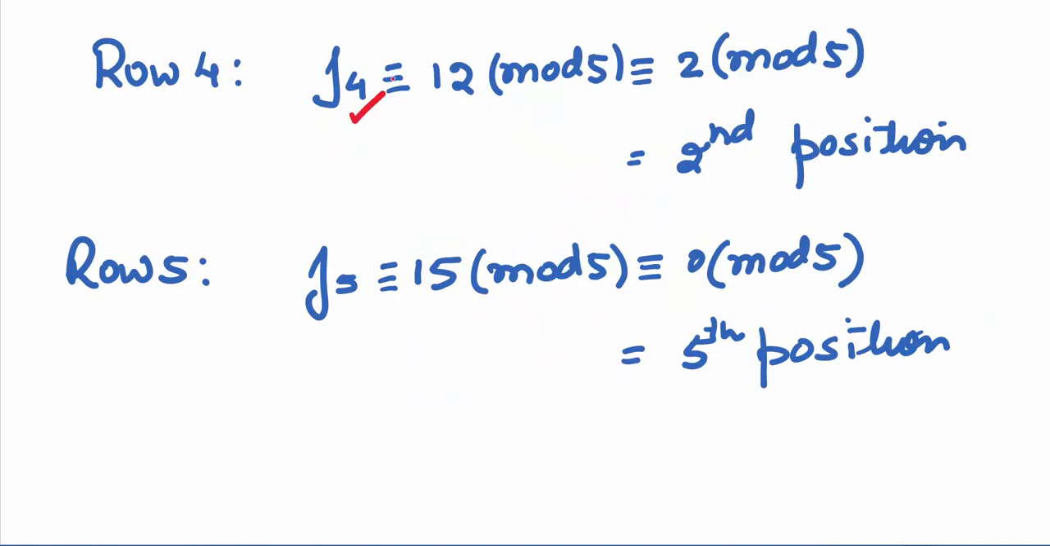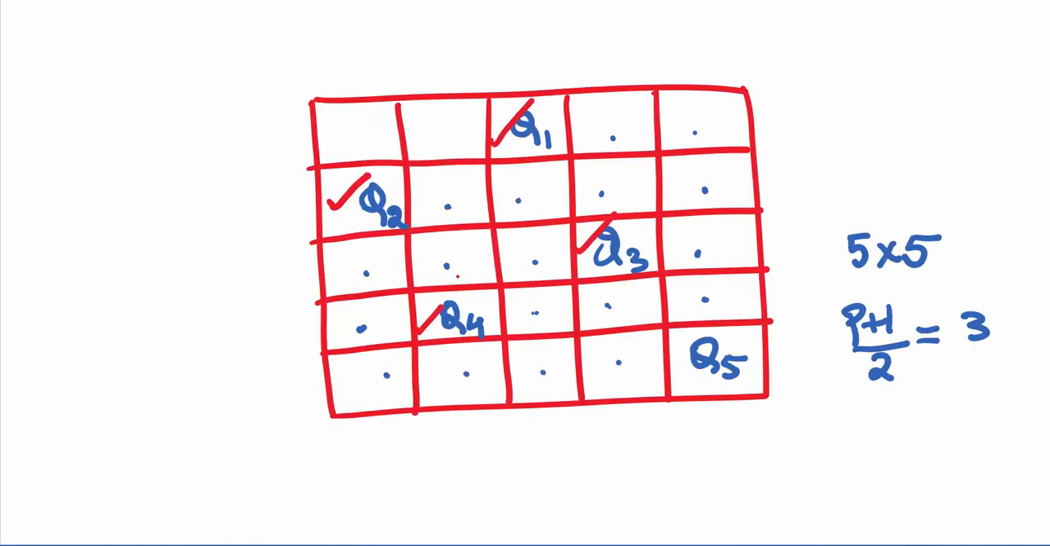If we take i value to be 4, your j4 will be congruent to 12 mod 5, which is congruent to 2 mod 5. So our fourth queen is placed in the second position. When i value is 5, you see j5 is congruent to 15 modulus 5, which is congruent to 0 mod 5. And you've already seen when we get the residue as 0, we replace it by 5, the prime p itself. So your fifth queen goes to the fifth position in the last row, the fifth row. You can see here, the fourth queen is placed in the second cell, and the fifth queen is placed in the fifth cell of the last row.